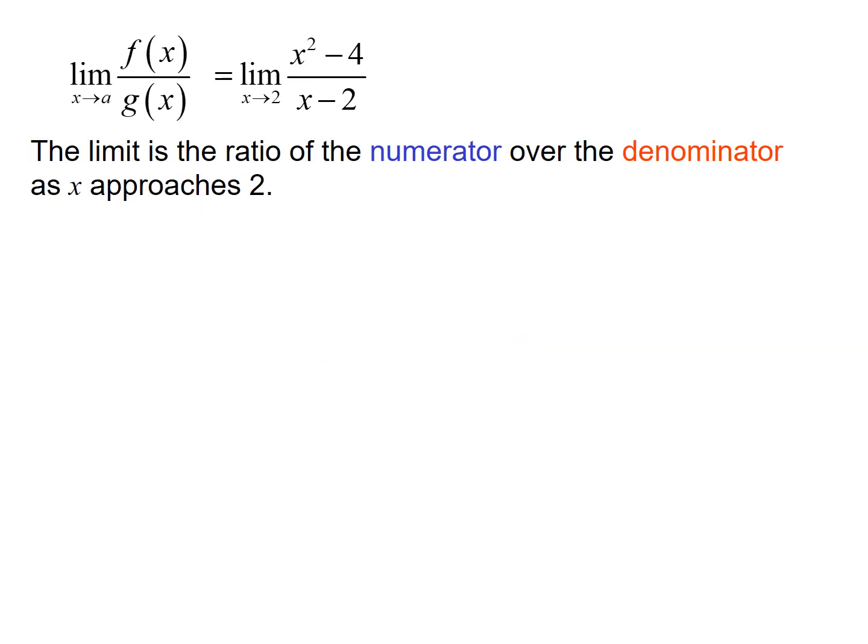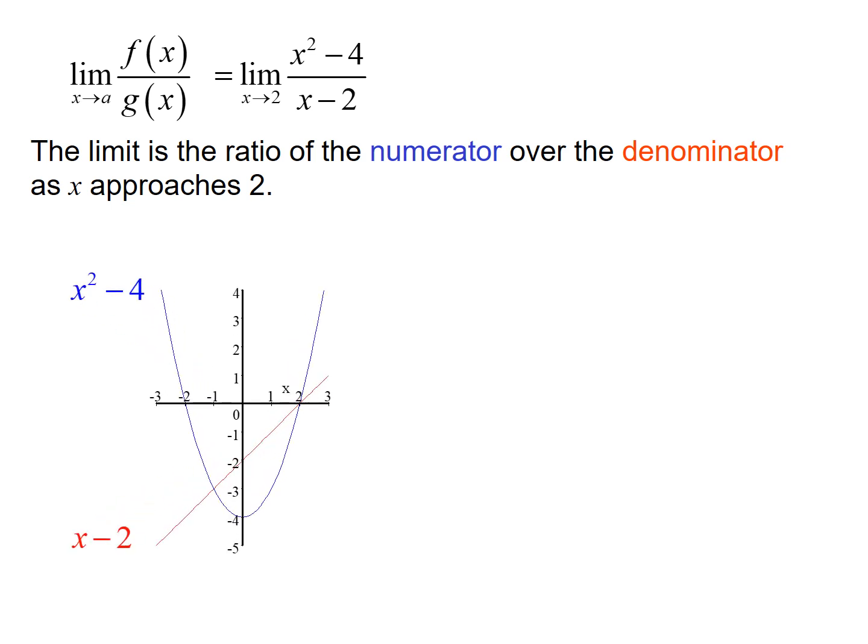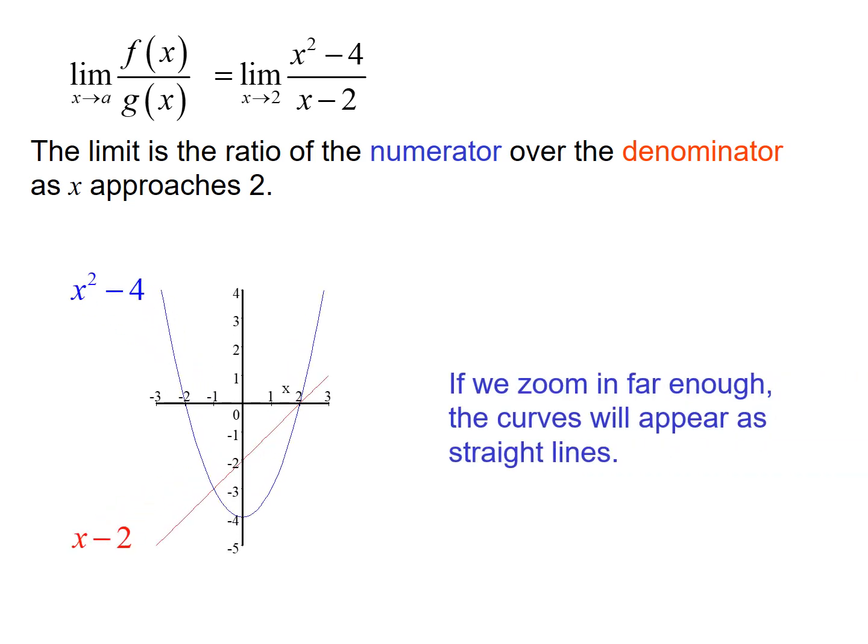Okay, so if we look at this as a fraction of two functions, we've got f of x over g of x. So f of x would be x squared minus 4, and g of x would be x minus 2. So this limit is the ratio of the numerator over the denominator, or f of x over g of x, as x approaches 2. So here are these two functions, and let's zoom in real close.